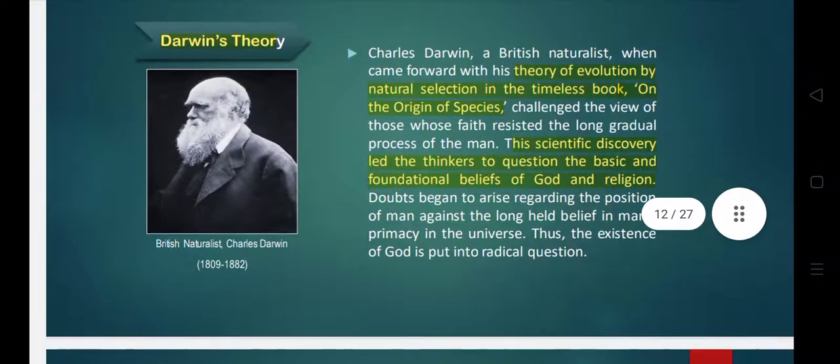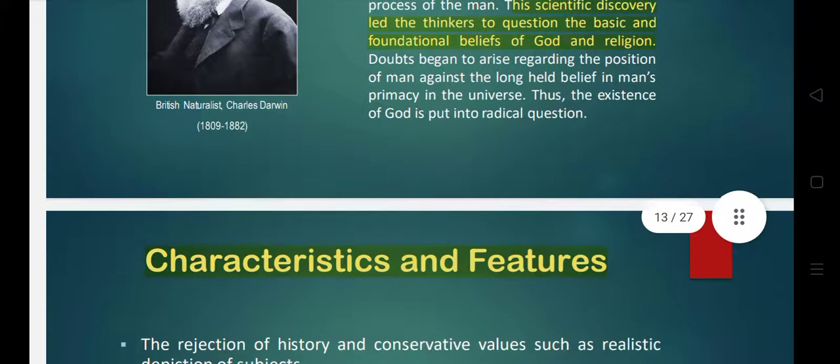Another important theory is that of Charles Darwin, Darwinian theory, which is the theory of evolution. He talks about natural selection in his timeless book On the Origin of Species, his biological works and experimentation, and this scientific discovery led thinkers to question the basic and foundational beliefs of God and religion.